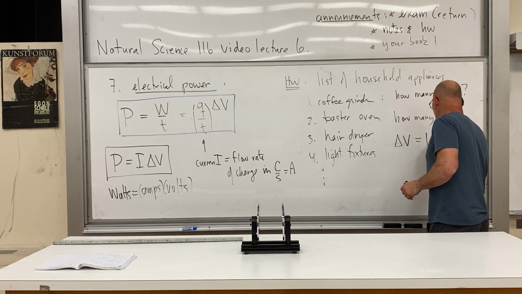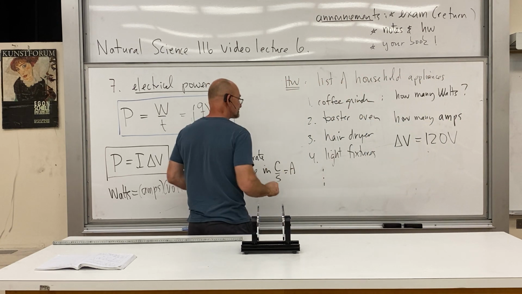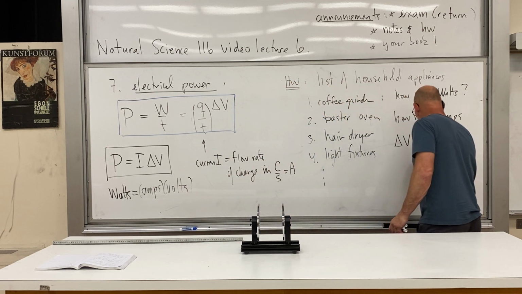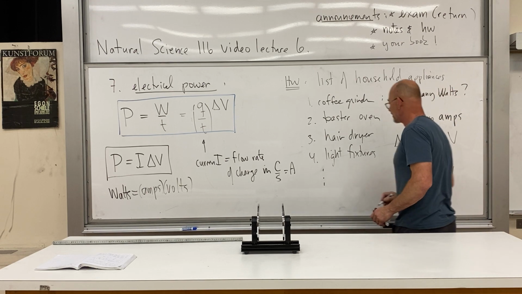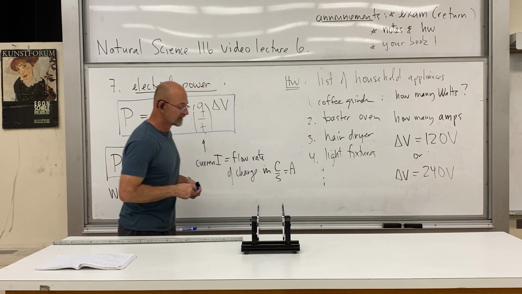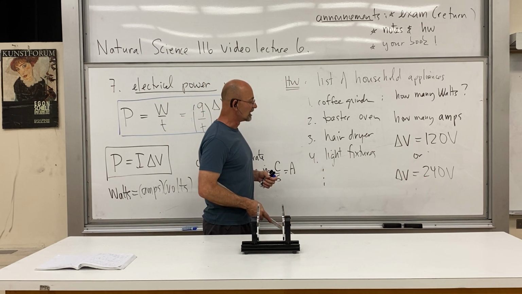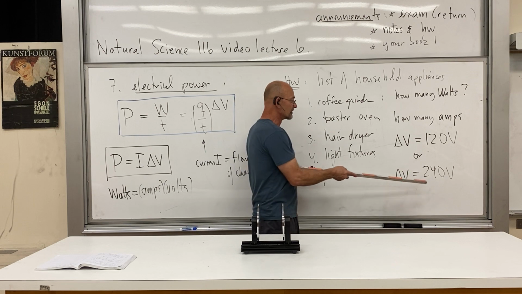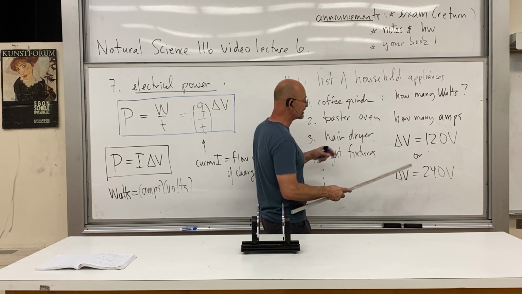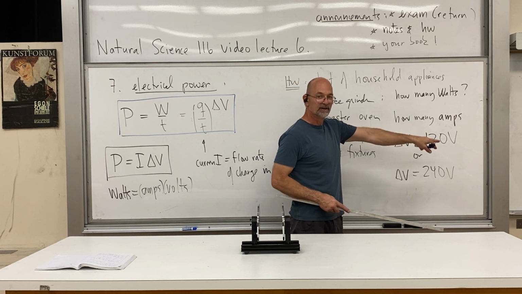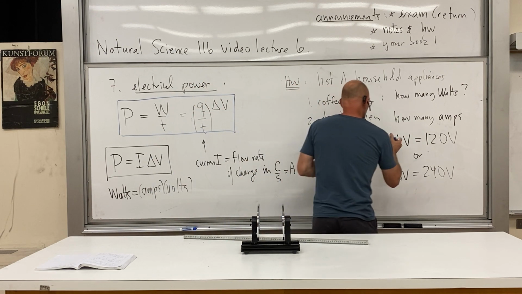delta V is equal to 120 volts for the household wiring, or delta V is equal to 240 volts. Now which one is it? Okay. The 240 volts is for an electric clothes dryer. It's for electric range, it's for the air conditioner unit on your roof. It's for the big appliances, but your standard household appliances, 120 volts, okay? 120 volts, so this is the one that's most important.